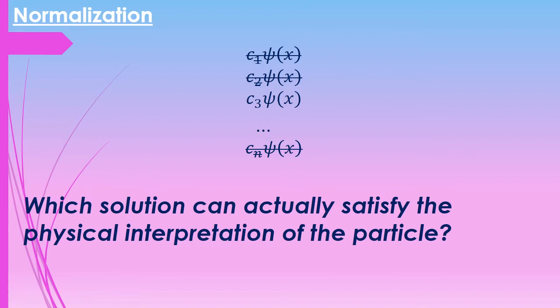But physically, for a real particle, not all of these solutions of the Schrödinger equation can be used. These are all mathematical functions or solutions. Among these solutions, only one solution can be used for a real physical particle. So we need to know which factor determines that a particular solution can actually satisfy the physical interpretation of a particle. This is a big question for us.